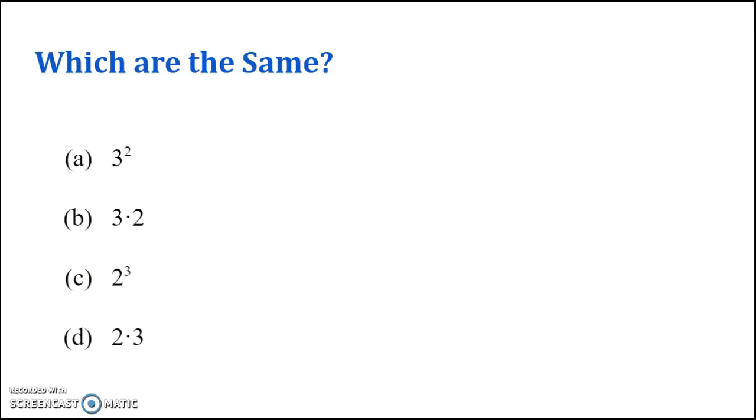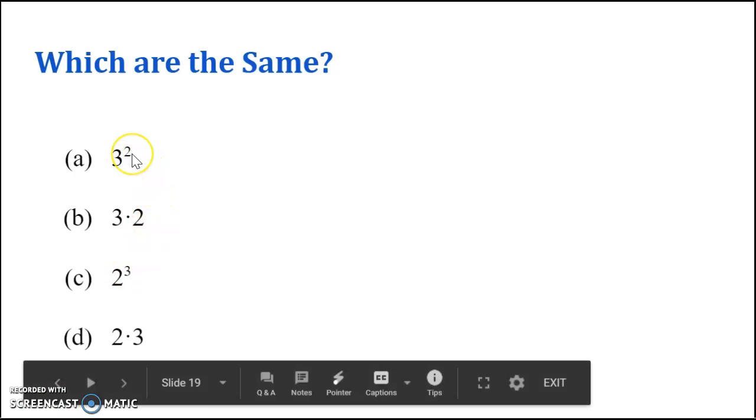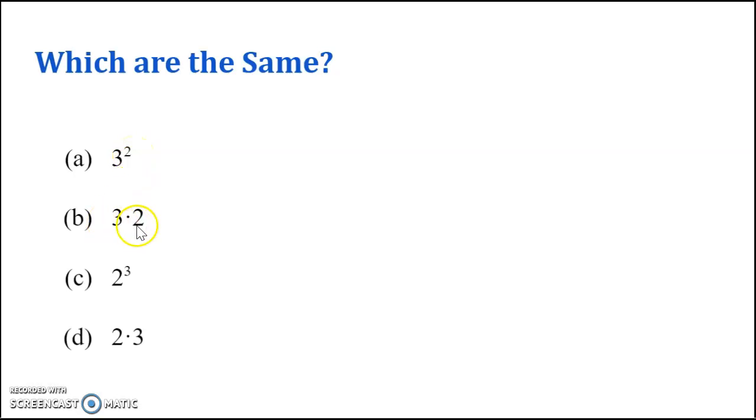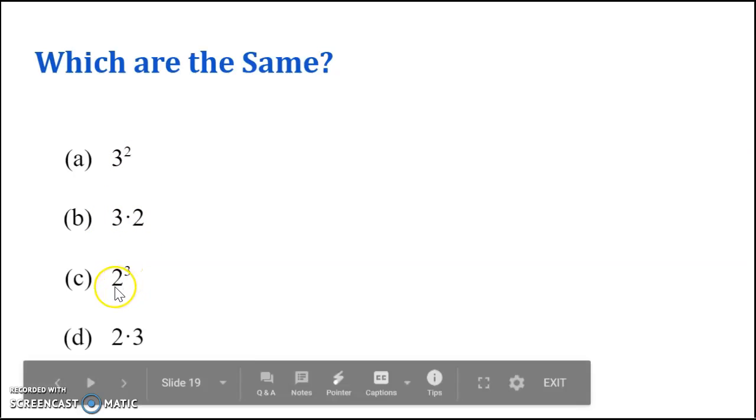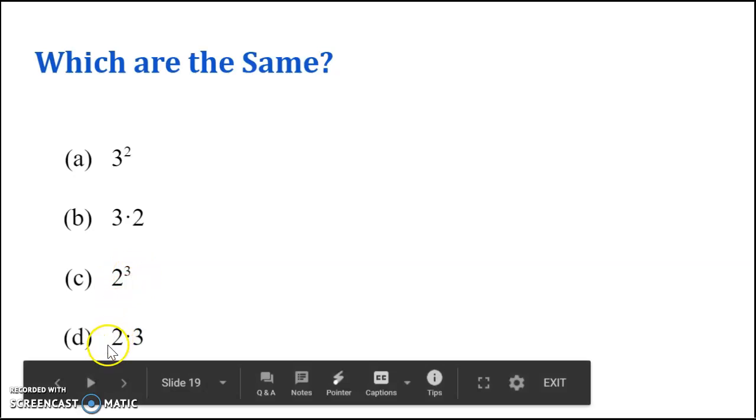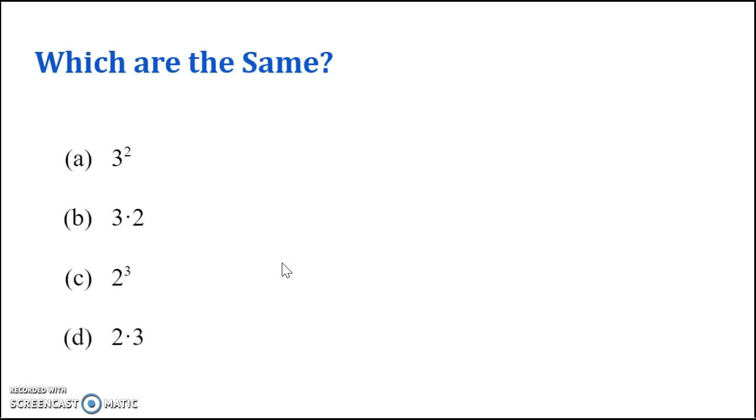Okay, so now that we have some understanding of what the exponents are, let's think about which are the same in this problem. Okay, you have 3 to the power of 2, or 3 squared, we sometimes say, or 3 times 2, or 2 to the power of 3, or 2 times 3. Okay, pause the video right now and see if you can evaluate. Find the values of each one of them, and see which ones are the same.